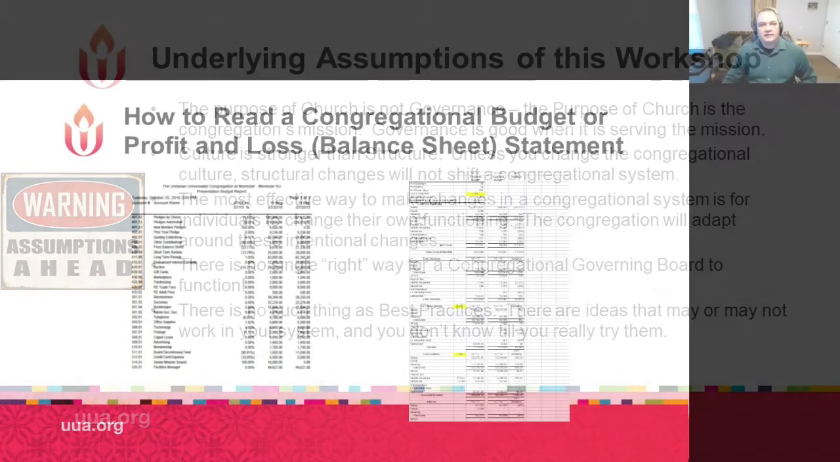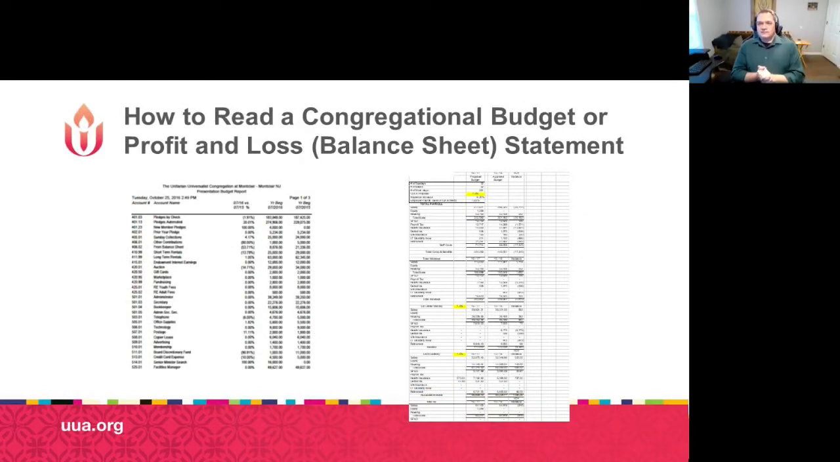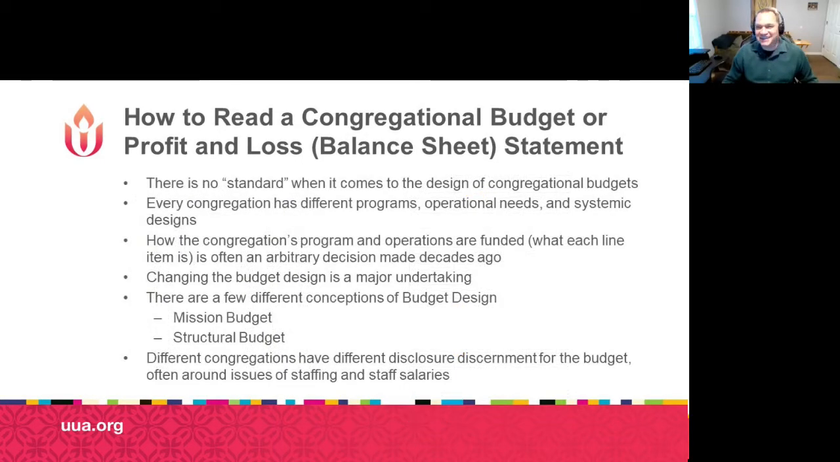And so let's jump into how to read a congregational budget or profit loss statement. Now, what I want you to do is look on line 6 of the document. I'm just kidding. Don't look on line 6 of the document before you.